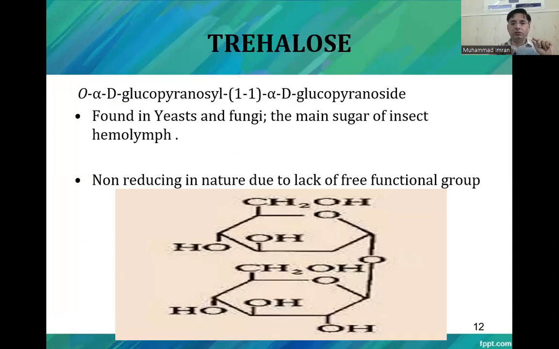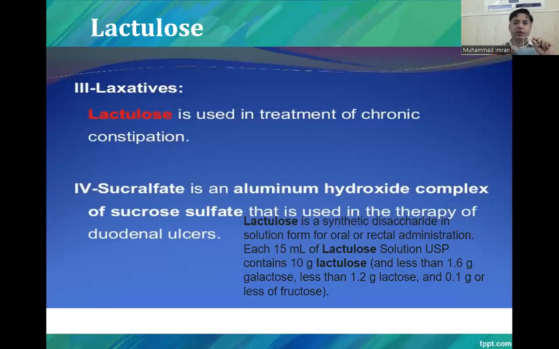Trehalose. Trehalose is also a non-reducing sugar. It is composed of two glucose units with an alpha 1,1 glycosidic linkage. Found in yeast and fungi, it is the main sugar of insect hemolymph. That's why it is very important for insects and some fungi. It is not reducing in nature due to the lack of a free anomeric carbon.